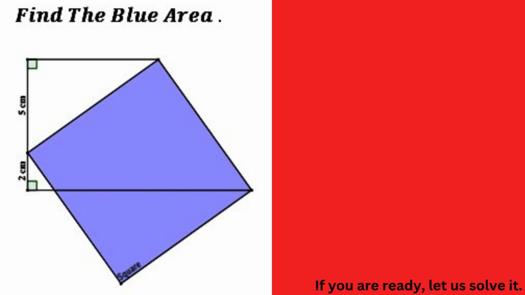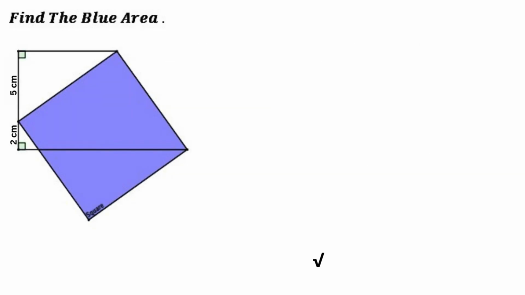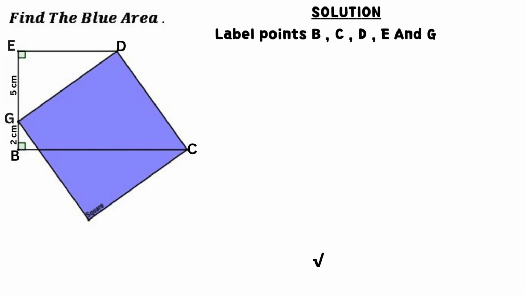From the given figure, find the area of the blue square. Trigonometric identities, Pythagoras theorem, basic arithmetic, algebraic operations, and formula for area of square are used to solve this question. Solution. Label points B, C, D, E, and G.